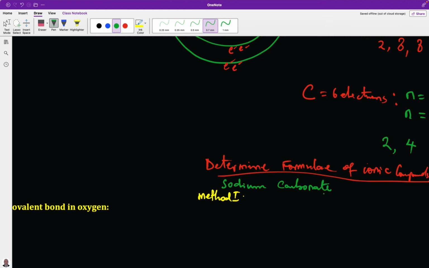How do I know sodium carbonate is an ionic compound? How can I determine the formula of sodium carbonate? Method one, by swapping. In this order, what do we do? The first thing, step number one, is we write the ions involved. We have sodium, and we have the polyatomic ion, which is the carbonate.